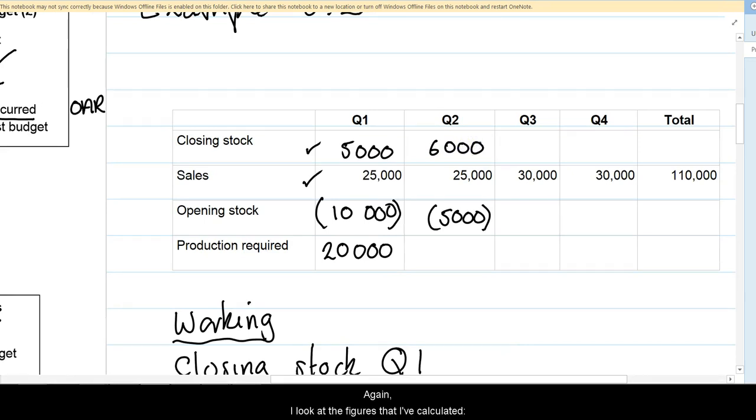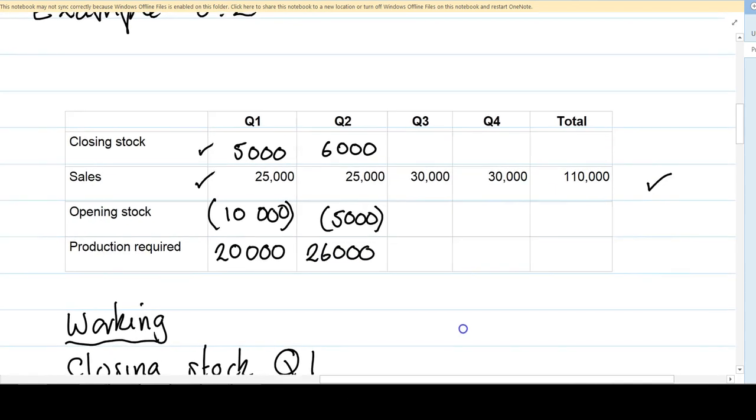Again, I look at the figures that I've calculated. 5,000 units I've already got in stock. I don't need to make them, but I do need to make enough for the sales of 25,000 units and 6,000 units. And that will give me production required of 26,000 units.